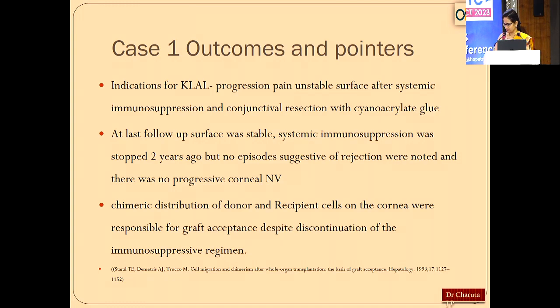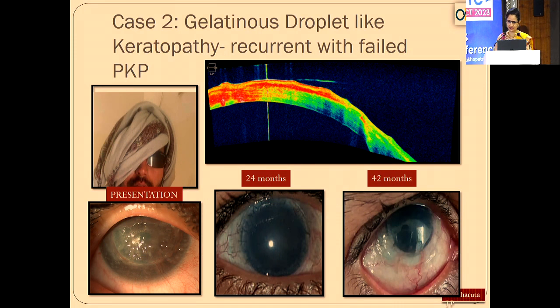As Madam mentioned in her talk also, indigenous restoration of circulating stem cells may have happened. That could be one of the things, or chimeric distribution of donor and recipient cells on the cornea could also be responsible. So we are not sure, but all's well that ends well.